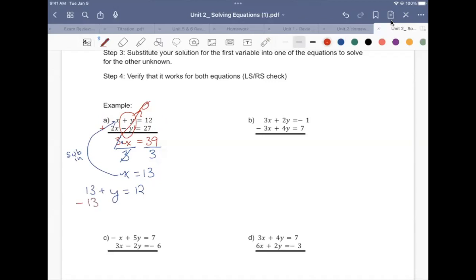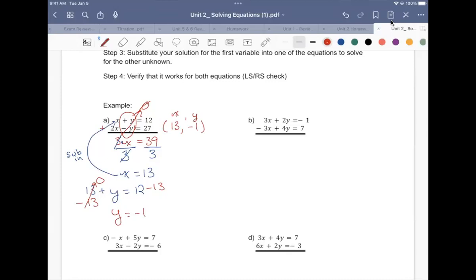This is minus 13, so that goes to 0. Whatever I do to one side, I must do to the other. So y is equal to negative 1. So my solution for this should be 13, negative 1. Remember, this is an ordered pair of x, y. And it works because we have two x's and y's there.